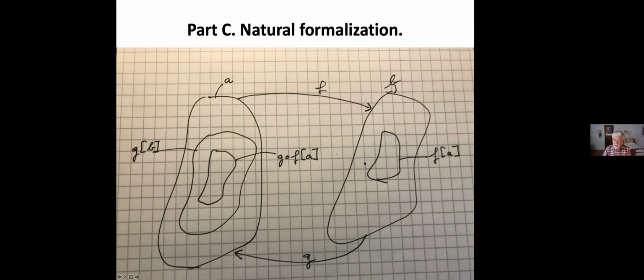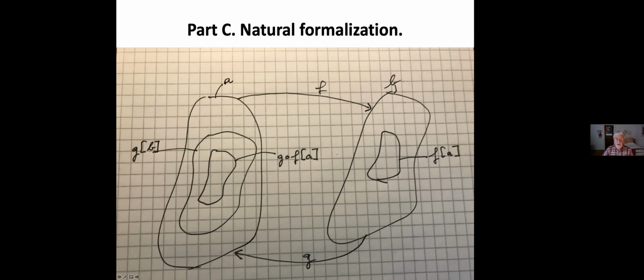Similarly, if you apply then G to F of A, you get a subset of A. And if you apply G to the whole set B, you get a set that is sitting in between A and the composition of G and F applied to A. Now, this just describes exactly the premises or antecedent of the fundamental lemma of Dedekind's.